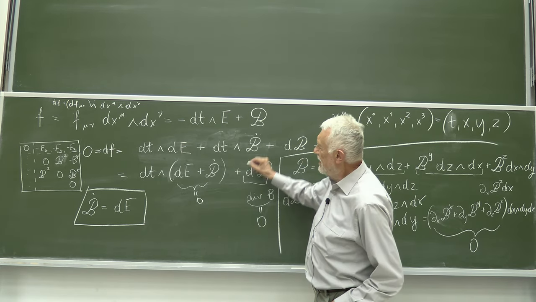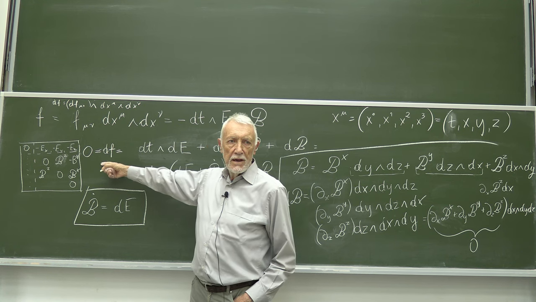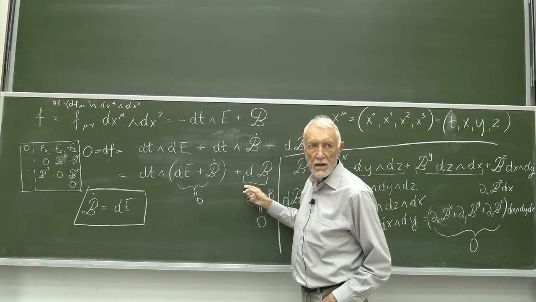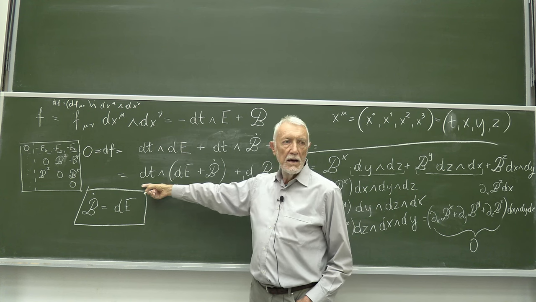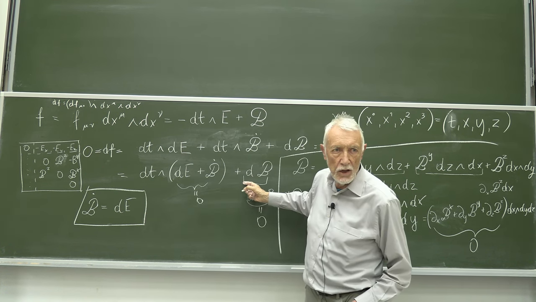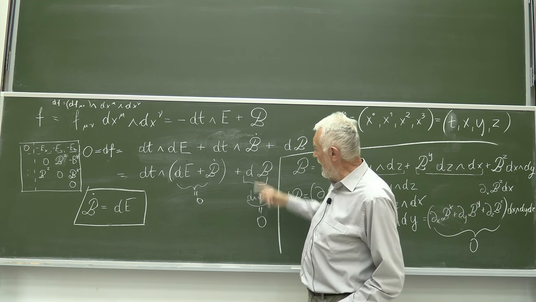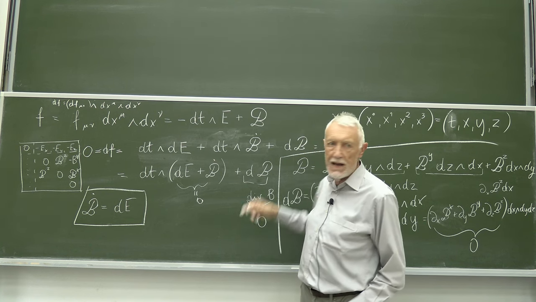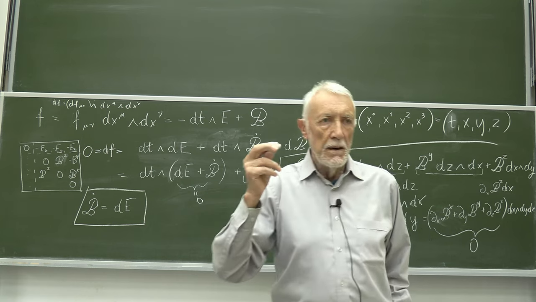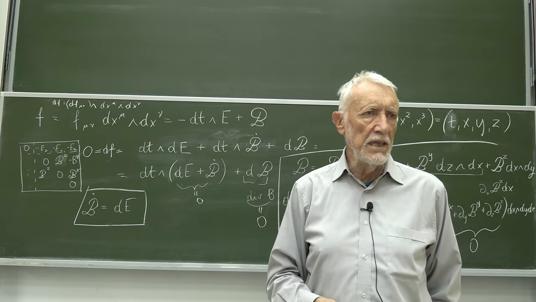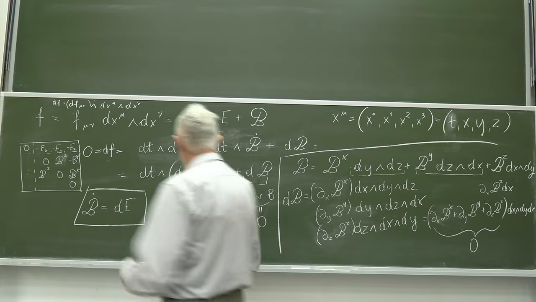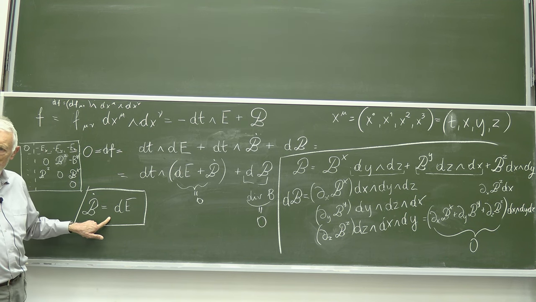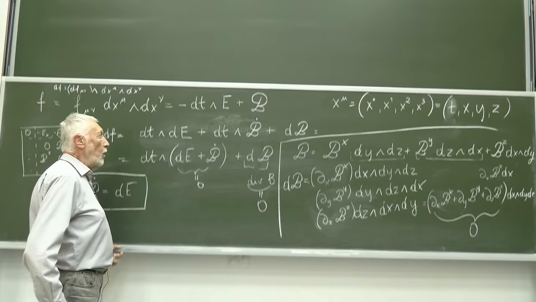Okay, so you see that if I calculate the exterior derivative of f, I get just two terms. The one which contains dt, and the other which does not contain dt. For the second one, I have already shown you that it vanishes, and the vanishing of this term means that the Gauss law for the magnetic field is fulfilled. Okay, now I want to show you that this is nothing but the Faraday law.